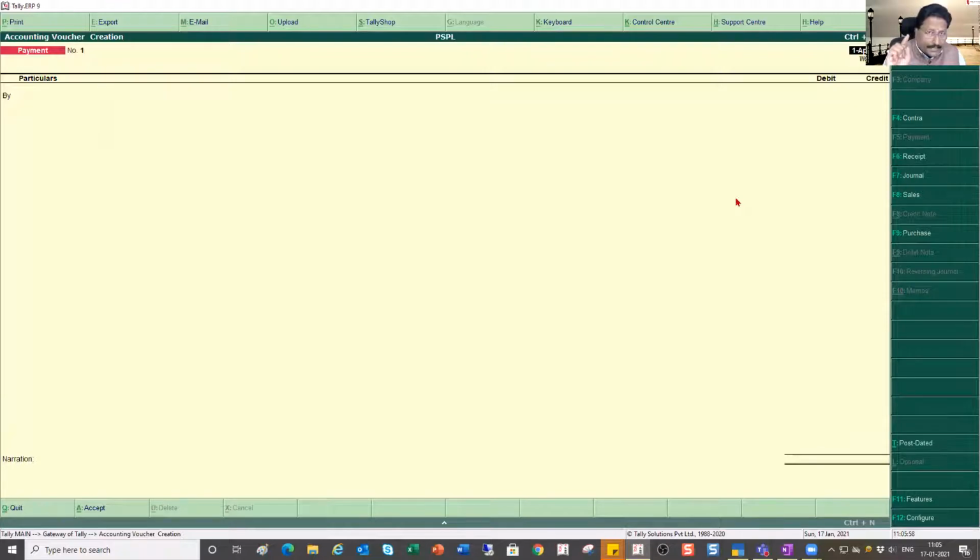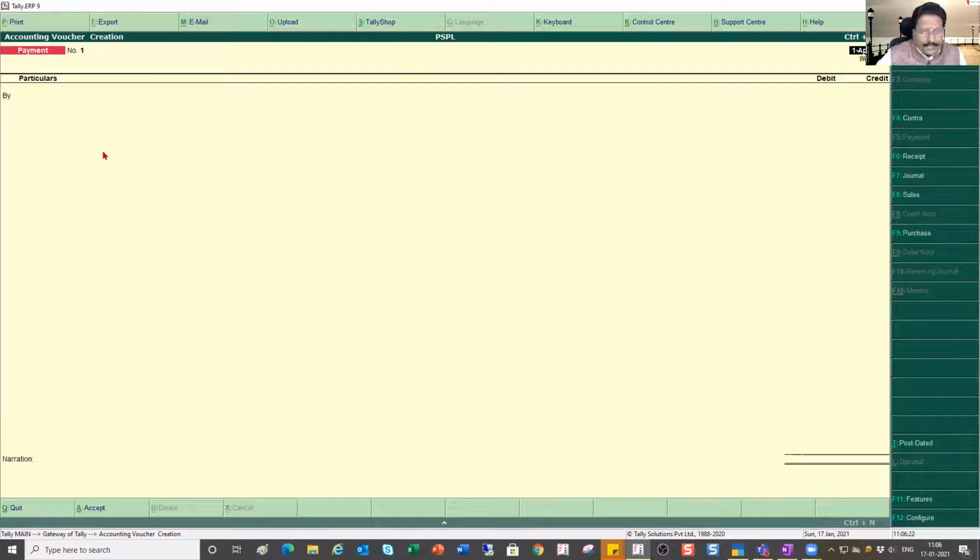Like I mentioned earlier, anytime you see any Tally screen for the first time, go through each and every title and each and every field and try to understand. So this is the payment voucher. How do you know it is a payment voucher? On the left-hand side in the red highlight, it says the voucher type name is payment voucher.